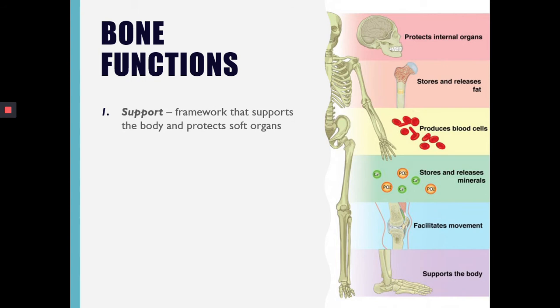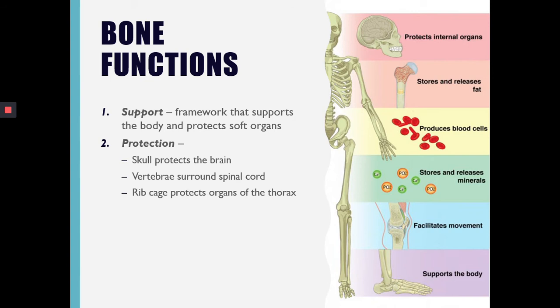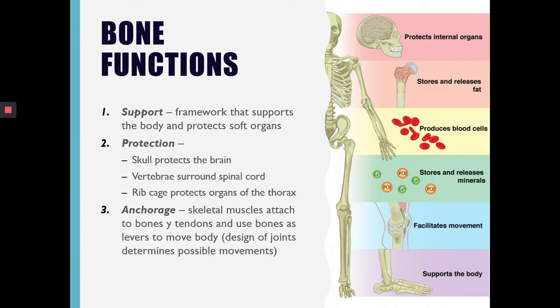As we talk about these functions, we see some images here that will help us understand these. Like I mentioned, support, giving our body the framework that it needs to move around and stand upright and have attachment for muscles and tissues. We again see protection. We have the cranial cavity, which protects the brain, the vertebral cavity, which protects the spinal cord. We also have the thoracic cavity, or the rib cage, that protects our lungs and our heart, those organs found in that chest region. So a lot of areas of protection come from our skeletal system.